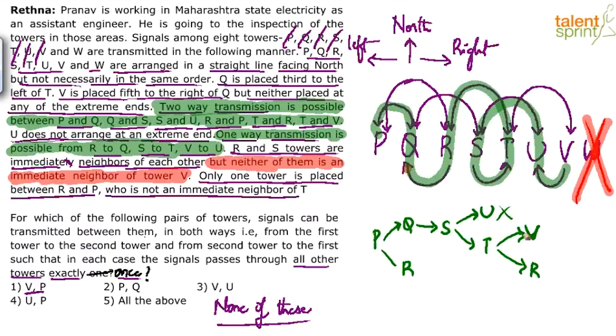But in this case, R has not come. See, he says it should pass through all the other towers. So R has not come into the picture, right? So this also is wrong. While we have reached V, we have not crossed all the other towers. Right? Signal passes through all other towers exactly once. R has not come into picture here.